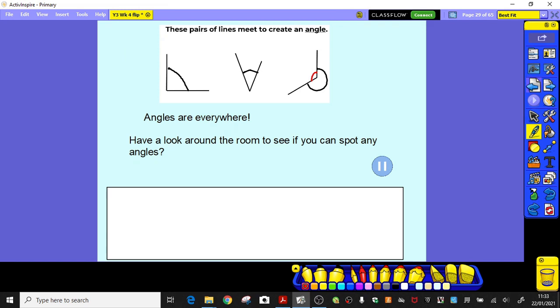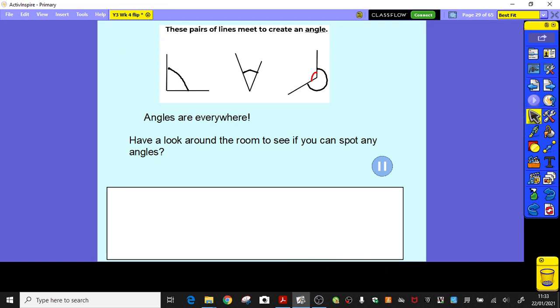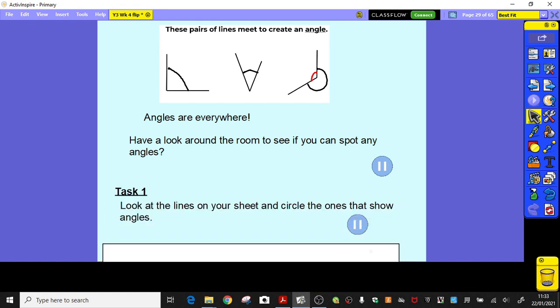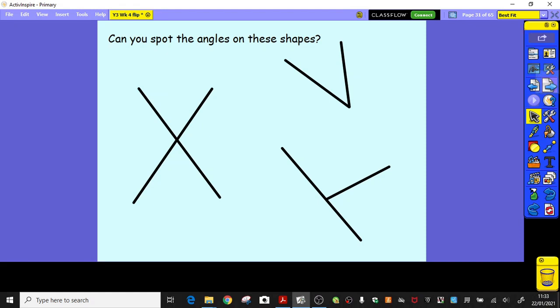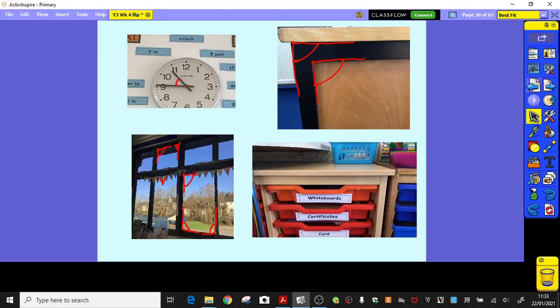So, your first task today is to have a look at the worksheet and circle the lines on your sheet that show angles. You might want to pause the video there while you do that, otherwise you can carry on and listen and then do the tasks at the end. Now, here we go.